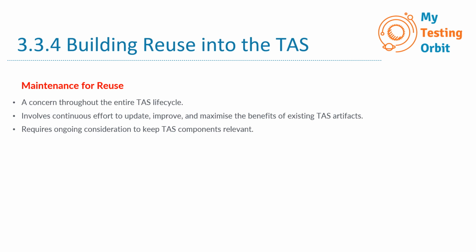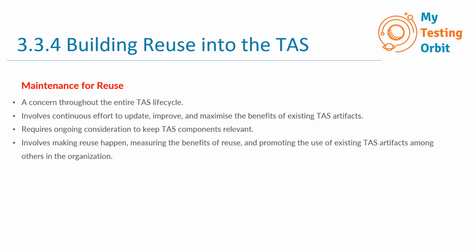Then we have requires ongoing consideration to keep TAS components relevant. Okay, so this means that to ensure that TAS components remain effective, they must be kept relevant by considering evolving technologies and changing project requirements. Ongoing consideration is necessary to maintain alignment with the organization's goals.